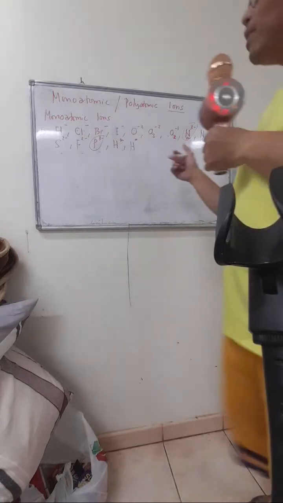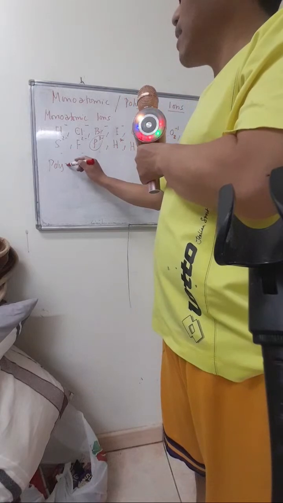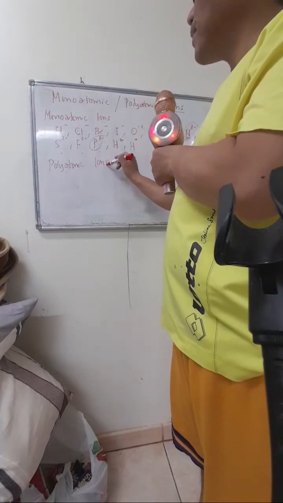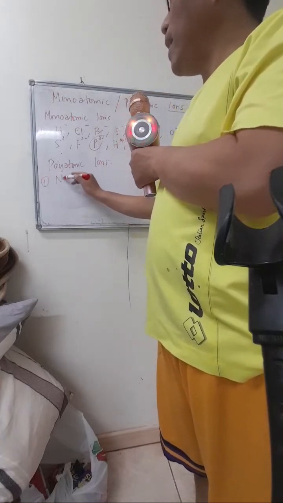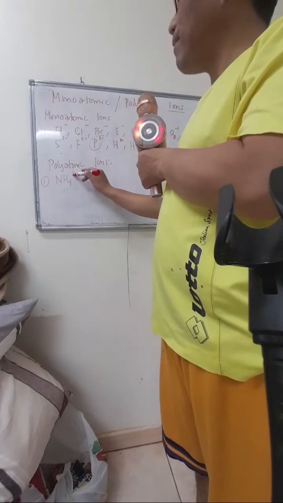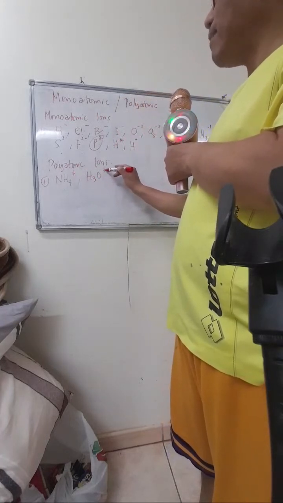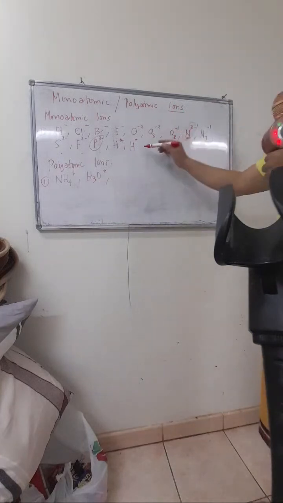Number 2, polyatomic ions. So many. We'll start with the positive ones: ammonium NH4 positive, hydronium ion H3O positive. You get the point? Now, by the way, I forgot the ozone. What is the charge of ozone, O3?